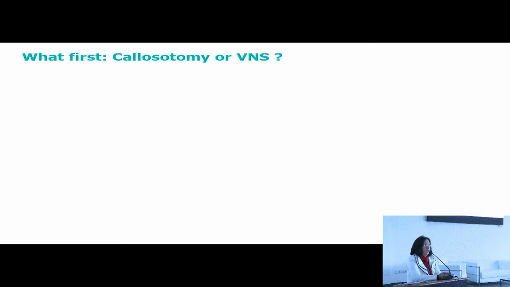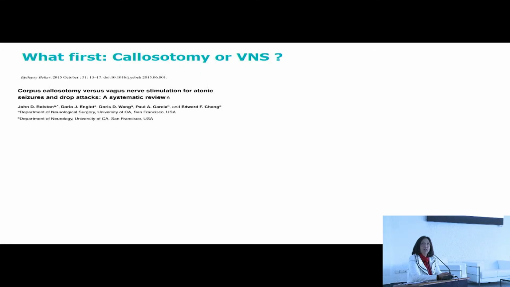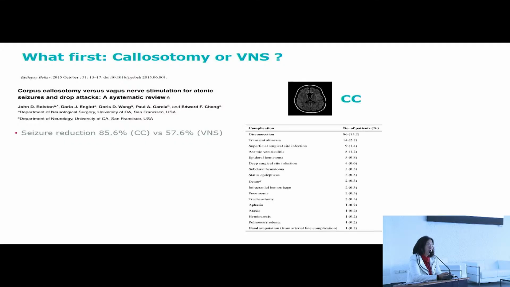Now you have a severely developmentally delayed patient. Should you first do the callosotomy, or should you first do the VNS? Actually, that question is totally unanswered. So whatever you feel is the right thing to do, again, the seizure reduction is much higher with a callosotomy than with a VNS. However, there are also complications. You may have disconnection syndromes that can be quite significant. You can have some akinesia and all these other symptoms listed here with a callosotomy.